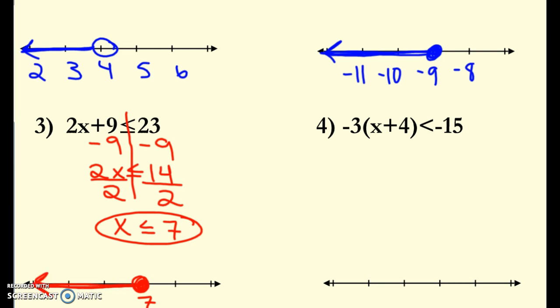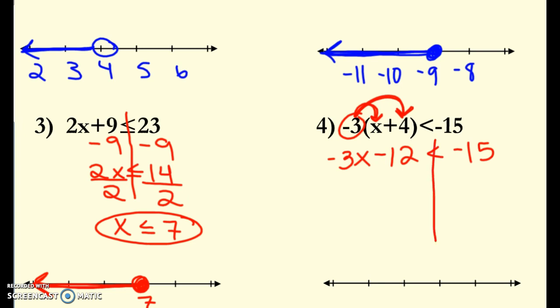For number 4, who remembered the distributive property? Nice job. Give yourself a pat on the back if you remembered. We get -3x and -12. We took -3 times x, and -3 times +4, is less than -15.